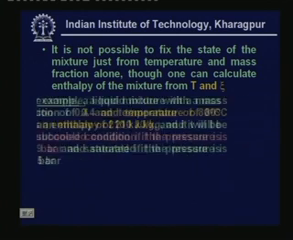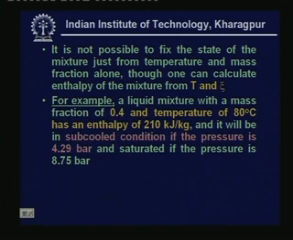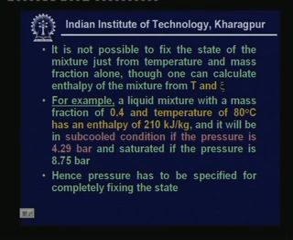composition. Okay. For example, a liquid mixer with a mass fraction of 0.4 and a temperature of 80 degrees will have an enthalpy of 210 kilojoule per kg. Okay. This you can obtain from your enthalpy composition diagram, but it will be in subcooled condition if the pressure is 4.29 bar and saturated condition if the pressure is 8.75 bar. Okay, so depending upon the pressure for the same composition and temperature solution can be in any state. Okay, so to remove the ambiguity you have to specify the pressure so that you can completely fix the state.